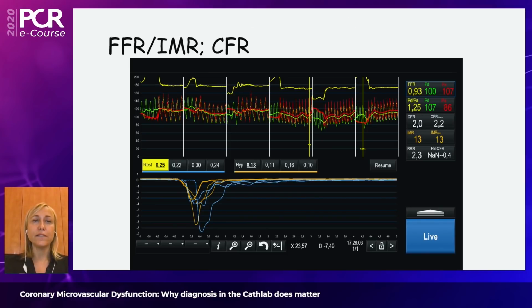And this is what we did in this patient. First, we did an FFR that was negative, 0.93. We did thermodilution, with the Coroventis system, for the measurement of IMR and CFR. In this case, CFR was 2.0, which is, again, the right threshold. We are a little bit in the gray zone, but we would call this abnormal because there is not normal vasodilatation in this patient, and then IMR in this case is 13.